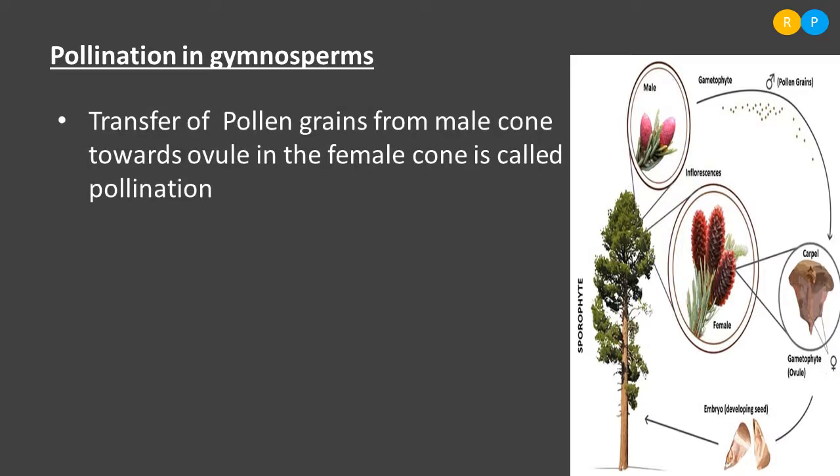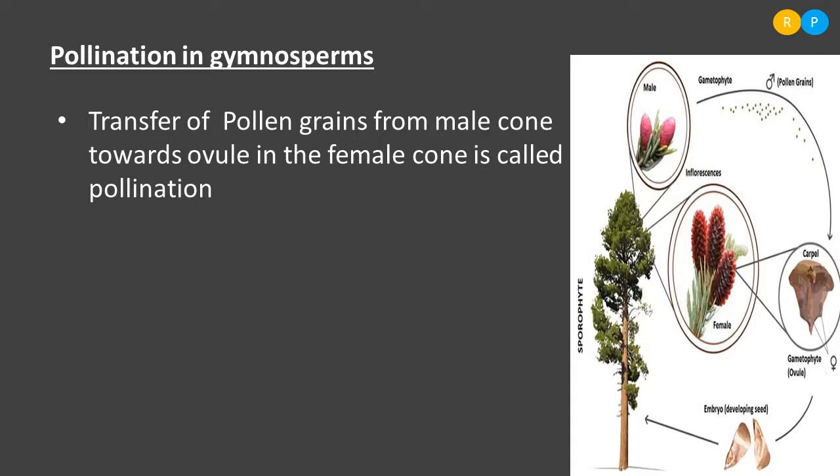Pollination is nothing but the transfer of pollen grain, the male gametophyte, from the male cone towards the ovule in the female cone. So which agent helps in pollination here? Some agents are very essential in order to carry the pollen grain. Without those agents, pollination does not occur.